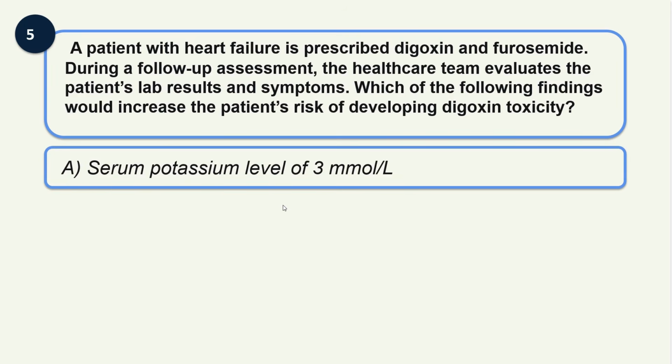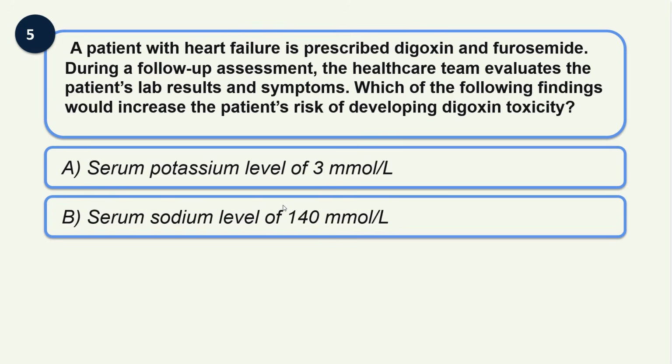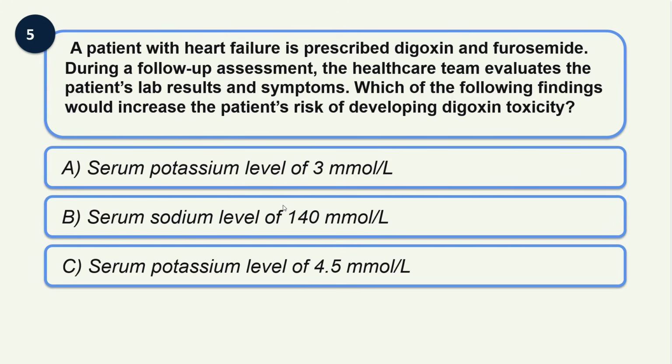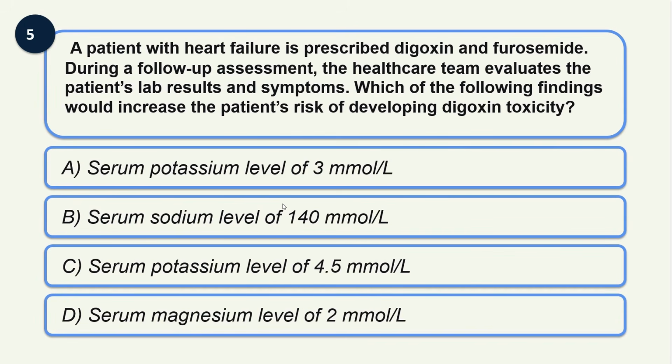A. Serum potassium level of 3 millimoles per liter. B. Serum sodium level of 140 millimoles per liter. C. Serum potassium level of 4.5 millimoles per liter. And D. Serum magnesium level of 2 millimoles per liter.